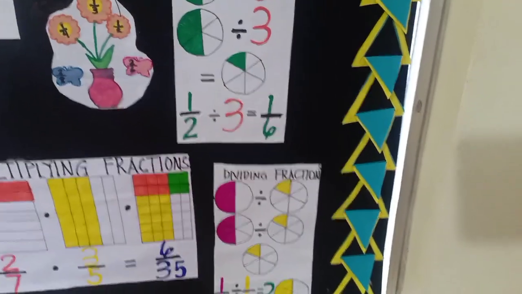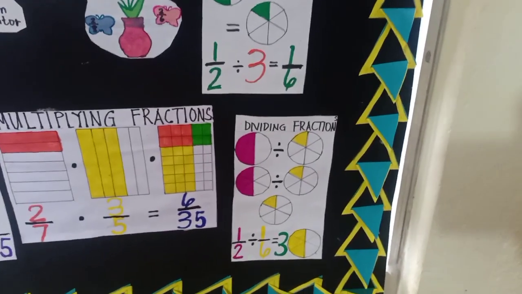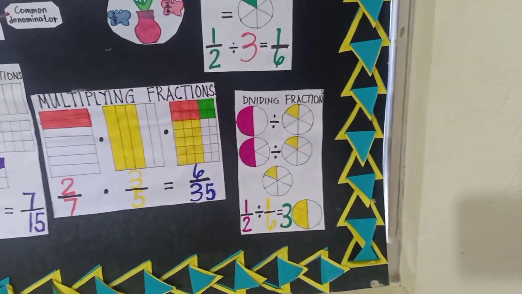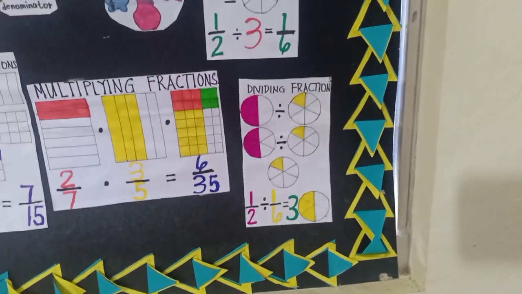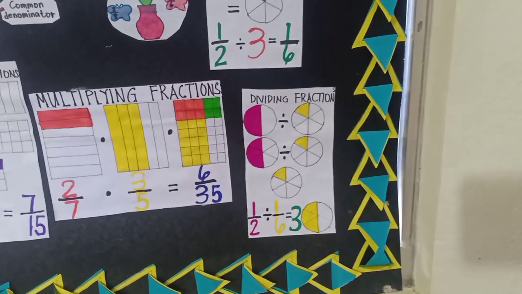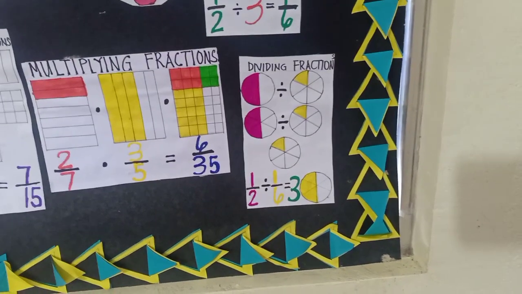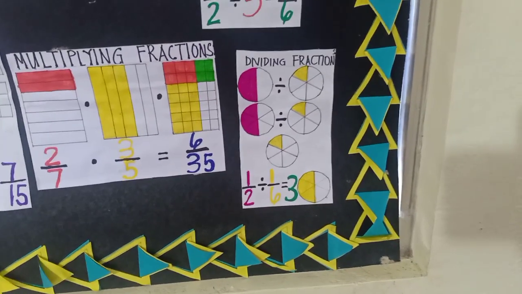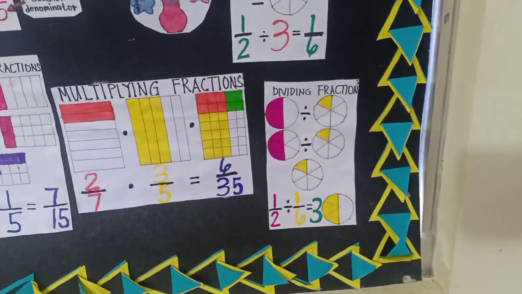And lastly, we have the dividing of fractions. So, 1/2 divided by 1/6. In dividing of fractions, we have to remember the rules: to keep, to switch, and to flip. So, 1/2 is to be kept. The division is switched into multiplication and 1/6 is to be flipped into 6 over 1. So, 1/2 times 6 over 1 is equal to 6 over 2 or 3. So, the final answer is 3.